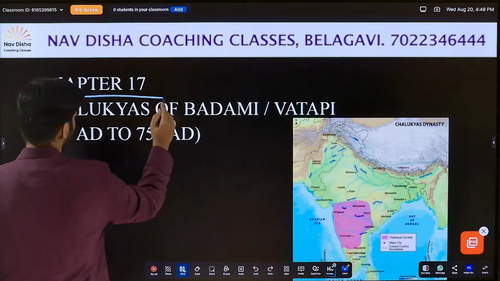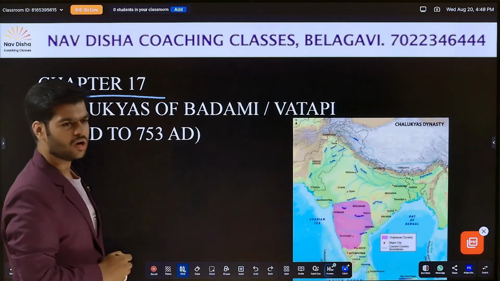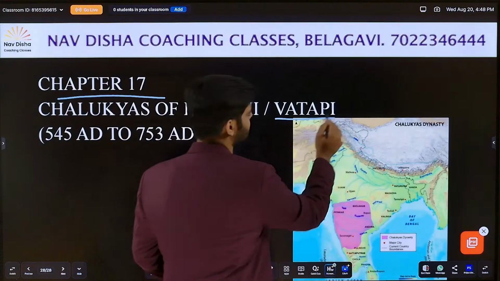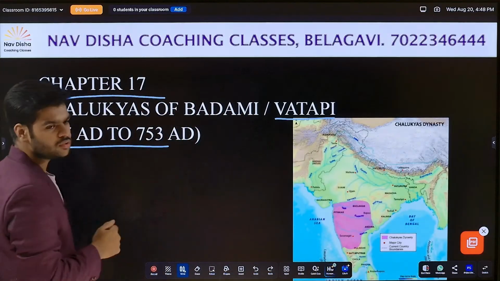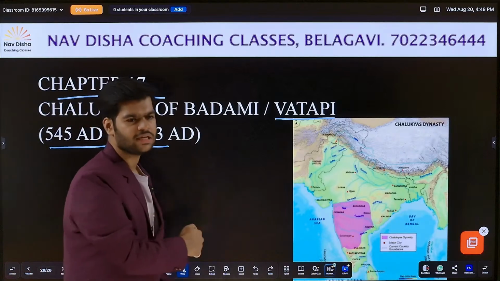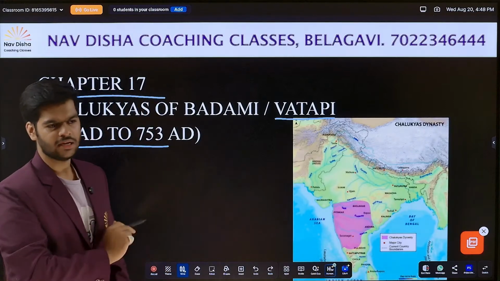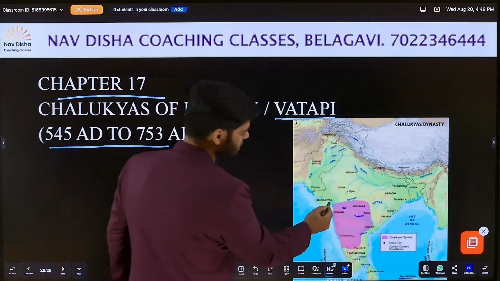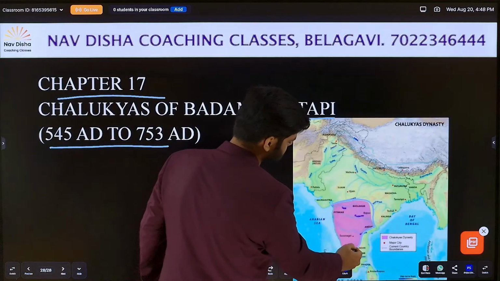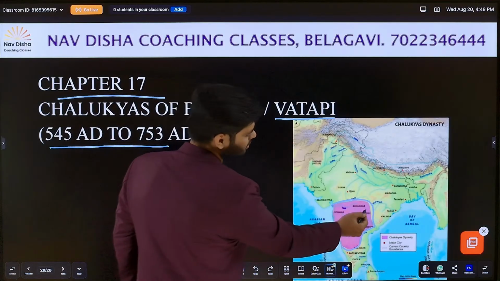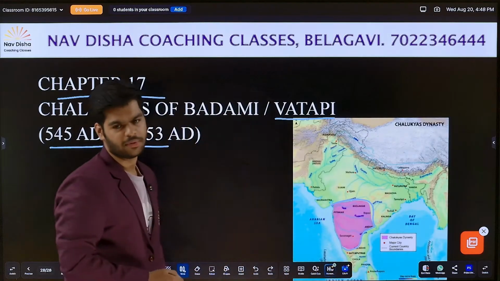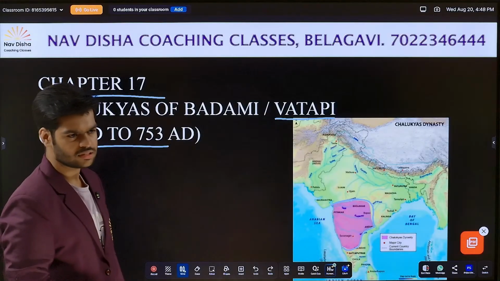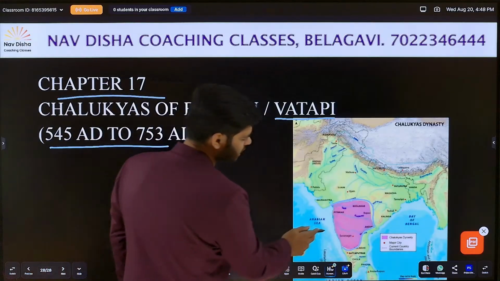Next, chapter 17, Chalukyas of Badami, or Badami is also called as Vatapi. There are two names, Chalukyas of Badami or Vatapi. 545 AD to 753 AD. These are also starting in ancient India and ending in medieval India. So this is the area of their rule: some part of Maharashtra, Telangana, Andhra Pradesh, Karnataka, some part of Tamil Nadu. Understood? So this is the Chalukya dynasty.